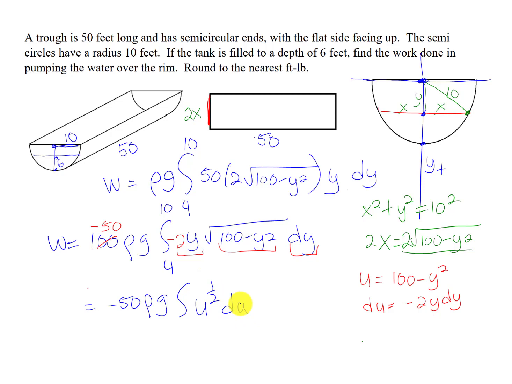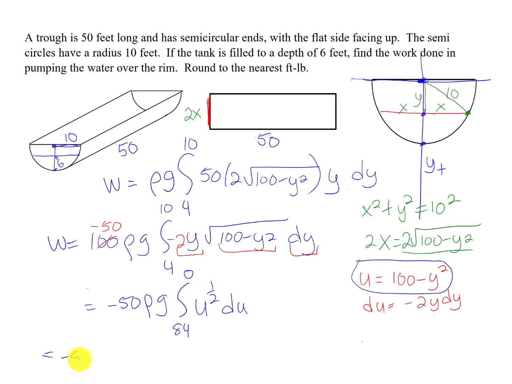Limits of integration, 4. We need to plug 4 into our equation that tells us what u equals. 100 minus 4 squared. So 100 minus 16 is 84. And then let's put 10 in. 10 squared, 100 minus 100 is 0. All right, let's go ahead and work the integral, and then we can evaluate it.